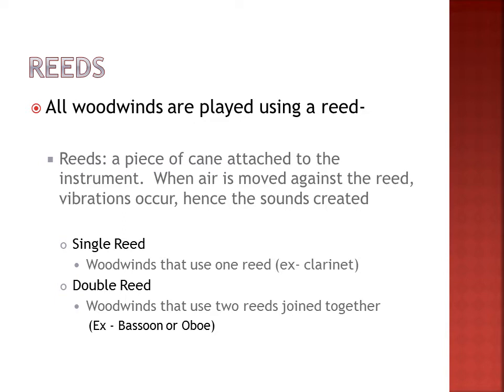the oboe or bassoon. If you look back at the pictures of the oboes and bassoons, you can see that they have two reeds that have been sewn together with a thread at the bottom and then put onto what's called a bocal or mouthpiece.